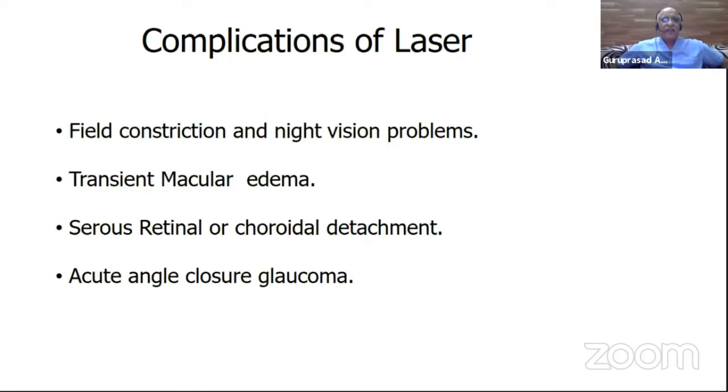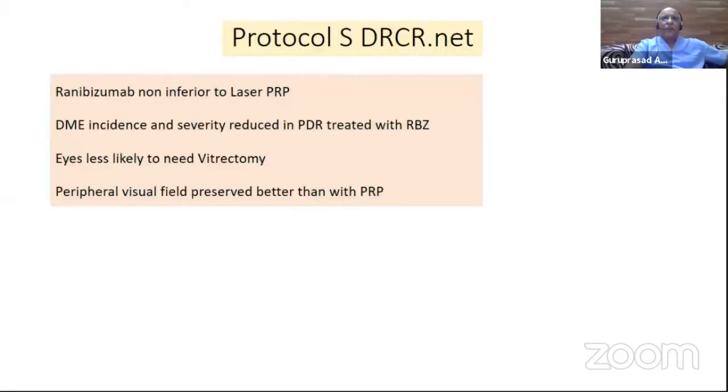There is serous retinal and choroidal detachment, sometimes to the extent of causing severe choroidal detachment, anterior rotation of the angle of the anterior chamber, causing acute angle closure glaucoma as well. But this is extremely rare. If you do it in divided sessions, or if you do it with the Pascal or multi-spot laser, it really doesn't occur. Now, that is what brings us to protocol S.